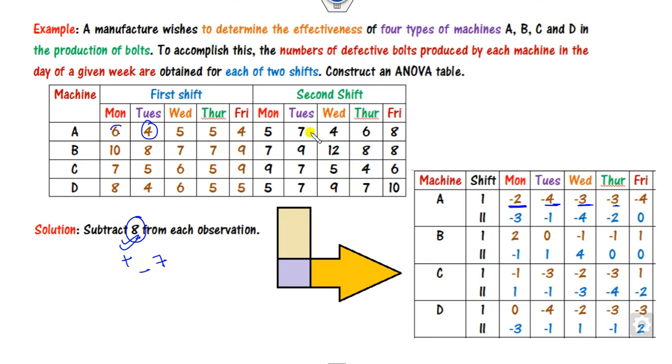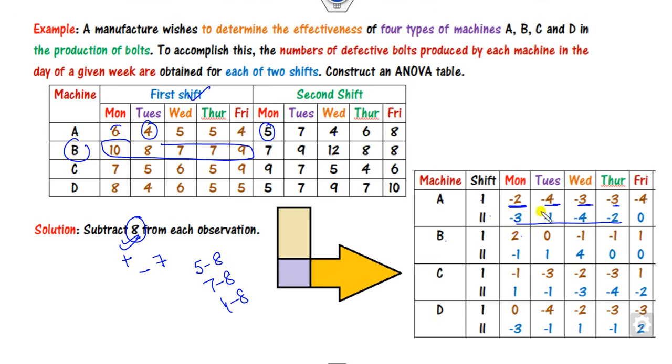So I can combine these 2 tables into here. This one is for the first shift. This minus 3 is 5 minus 8. This is 7 minus 8. This is 4 minus 8. I can write it in the blue color. Similarly for B, I can write these in brown colors, and so on.